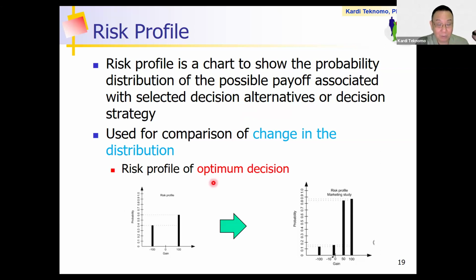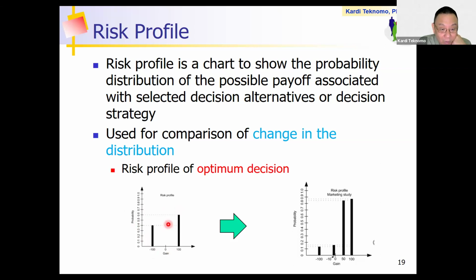Okay, so how are we going to use that? We can compare. If you have a risk profile a while ago, and later on when we make a certain additional decision, whether we will conduct a marketing study or not, you can start to see there is a change in the probability distribution. So don't forget, a risk profile represents the value of the optimum decision.